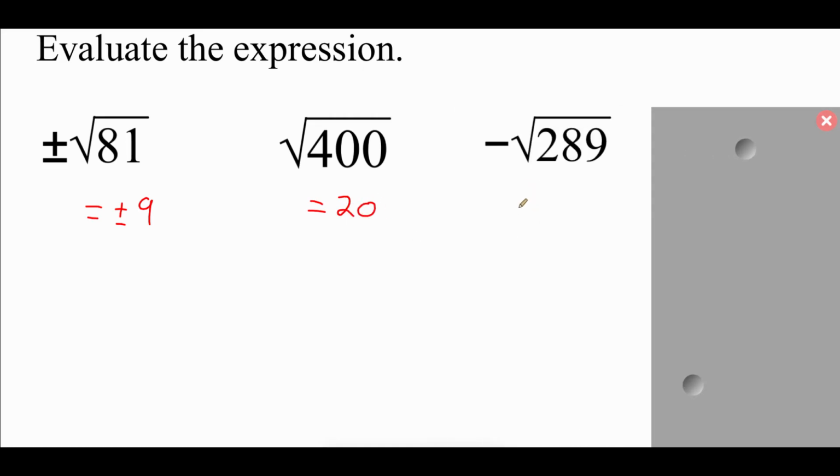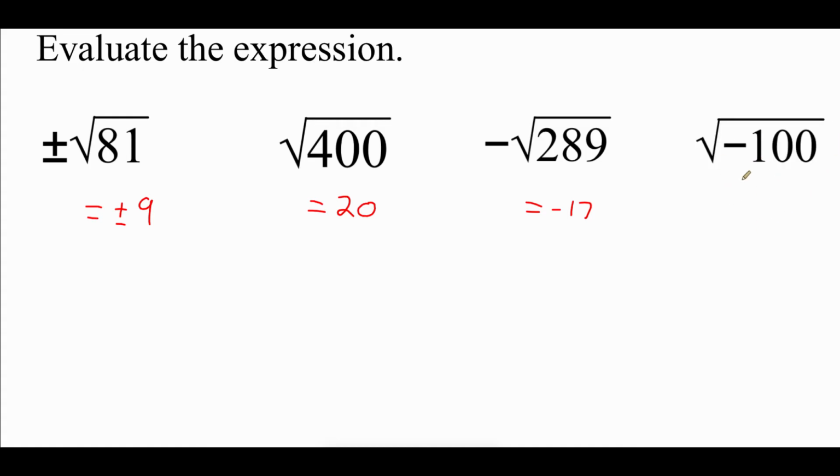The next one we're going to take a look at is the negative square root of 289. Again, 289 was on our perfect square list. Its square root is 17, but because we have this negative in front, we want the negative answer. So the negative square root of 289 is negative 17.